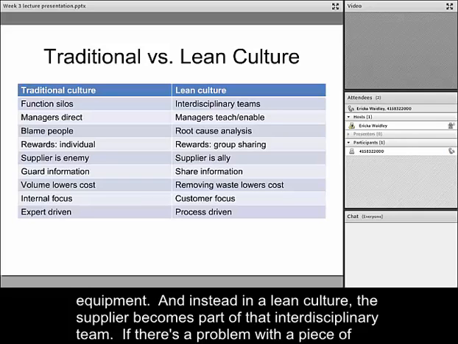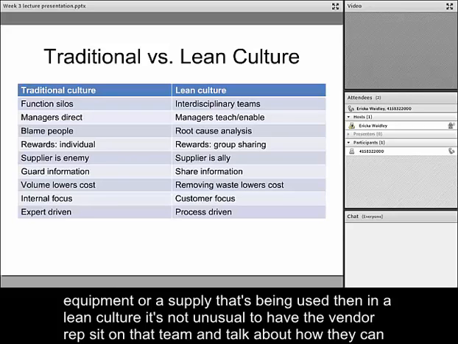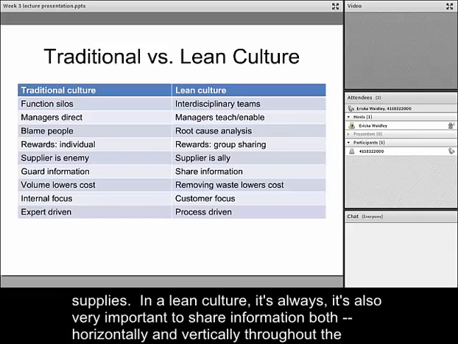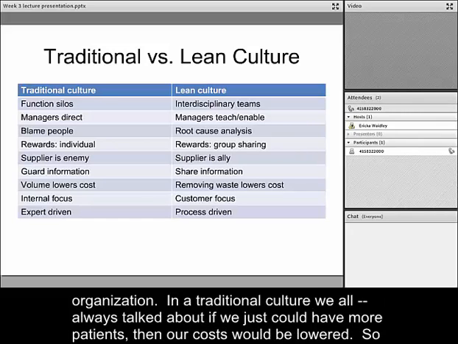If there's a problem with a piece of equipment or a supply that's being used, then in a lean culture, it's not unusual to have the vendor rep sit on that team and talk about how their company can improve, or listen to some of the issues that the clinical people or the admin people have about equipment and supplies. In a lean culture, it's also very important to share information, both horizontally and vertically throughout the organization.